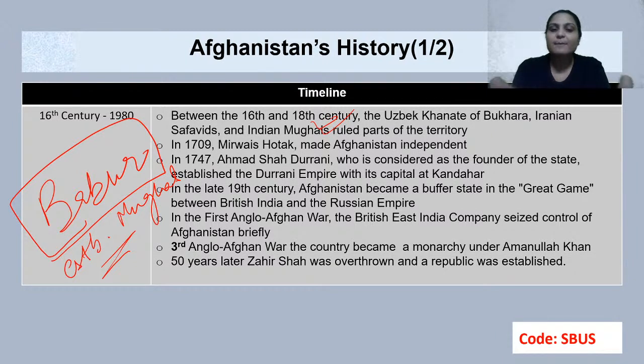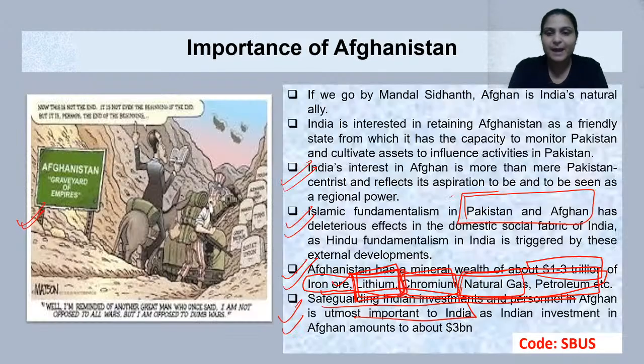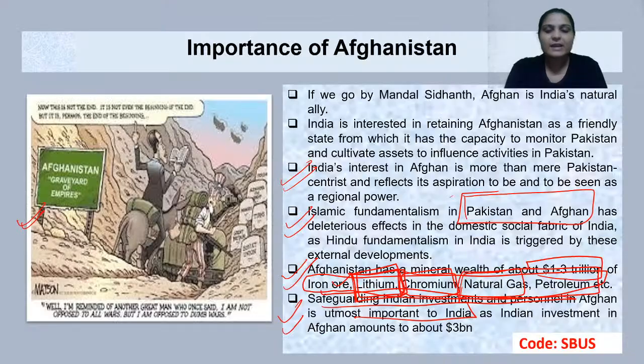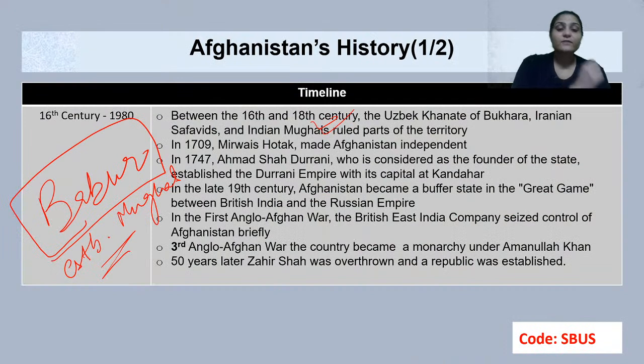He actually established his capital at Kandahar, which I already showed you on the map, which is here. So he established his capital at Kandahar here, and he is the founder of the modern state of Afghanistan. What do we mean by modern state? The Afghanistan that we see right now, the very political Afghanistan that we see in today's modern world.